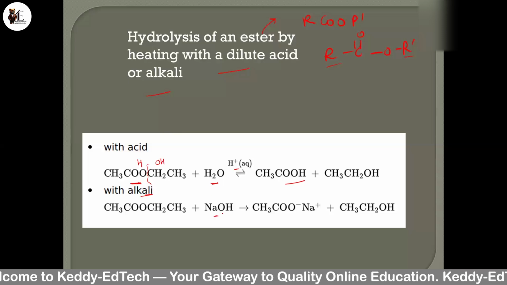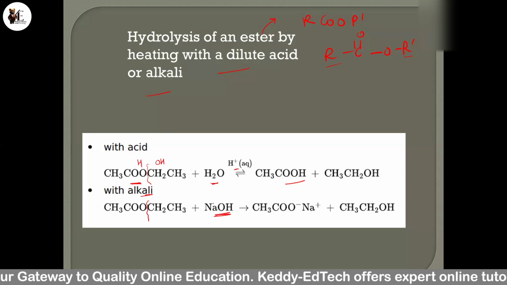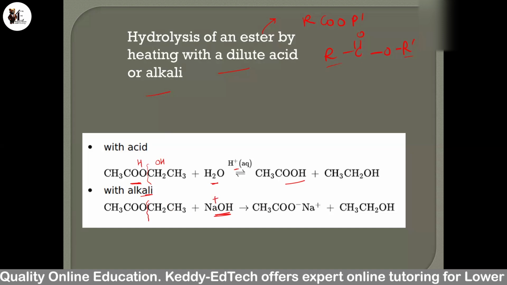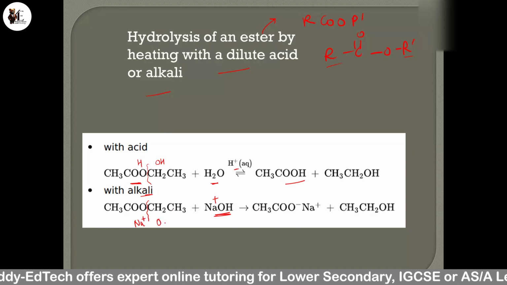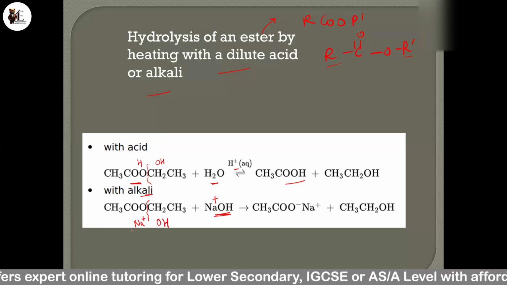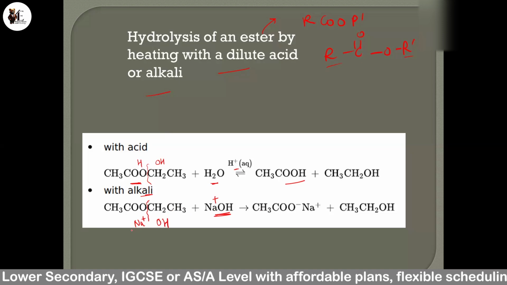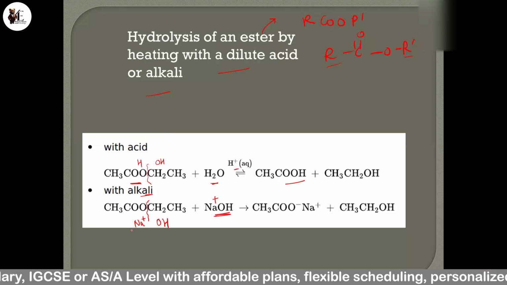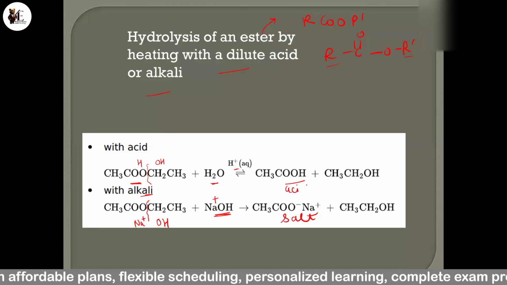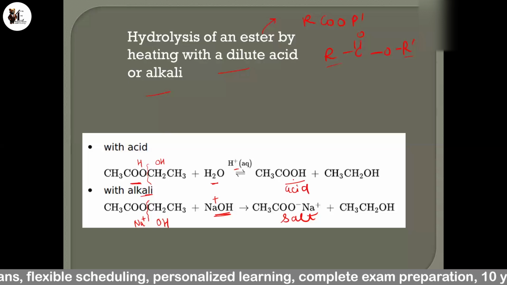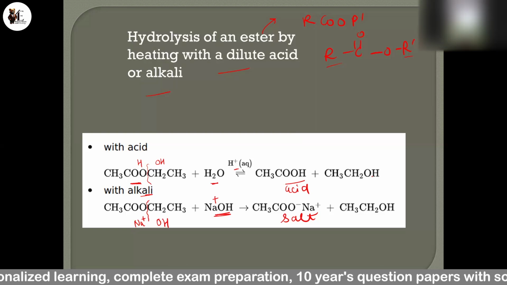Then with alkali, NaOH, you have CH3COO. This bond will again break, but here the cationic part is Na+. So here we have a cationic part Na+, and here we are having OH after cleaving this bond. That means hydrolysis of ester can be done by acid and also by alkali. In alkali you just have a salt. So this is my salt and this is my acid. That means ester gives you acid plus alcohol.